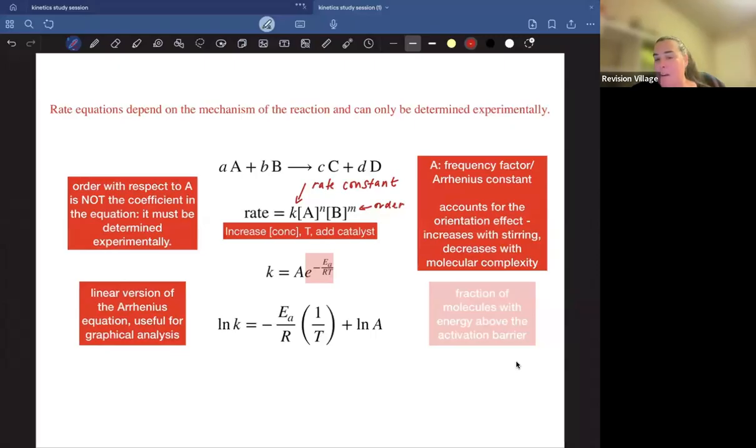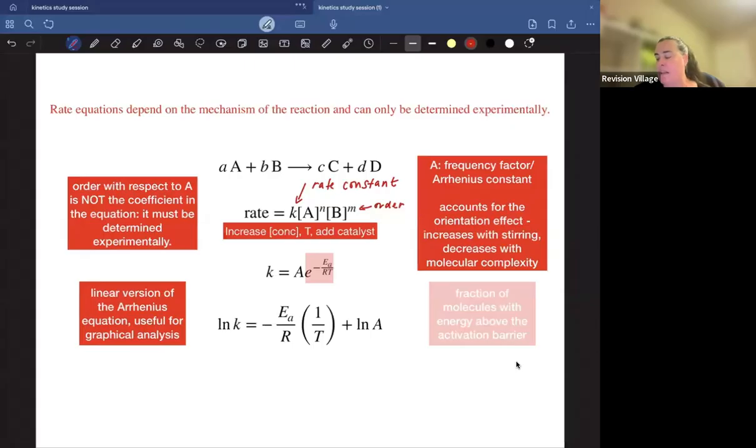But I really carefully changed the letters. The coefficient for reactant A in my chemical equation is not the power that I'm raising A to in the rate law. They're not the same. They are only the same when they are elementary steps. So the problem has to say that you're looking at a mechanism, you're looking at an elementary step. The rate law must be determined experimentally.